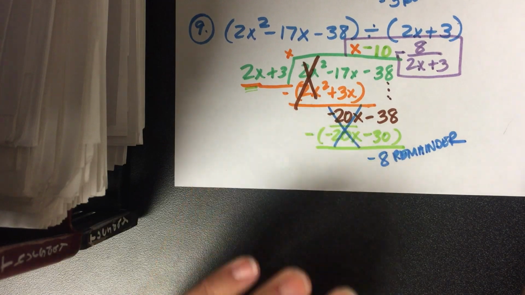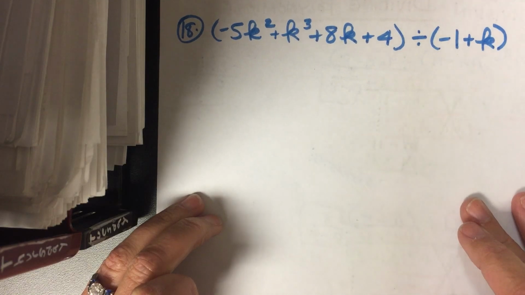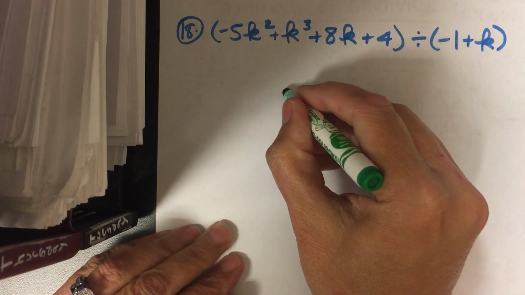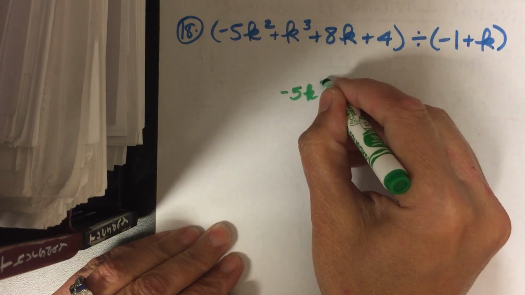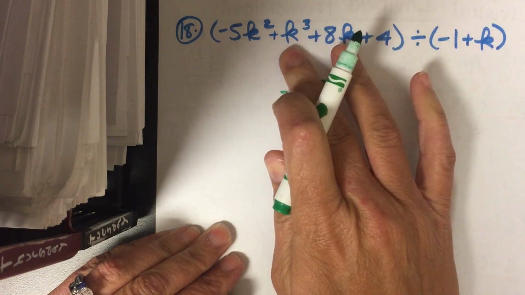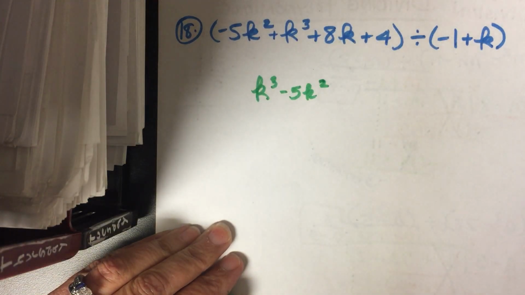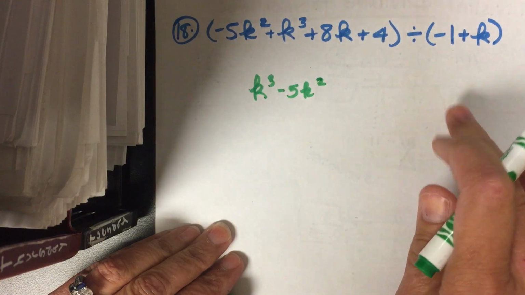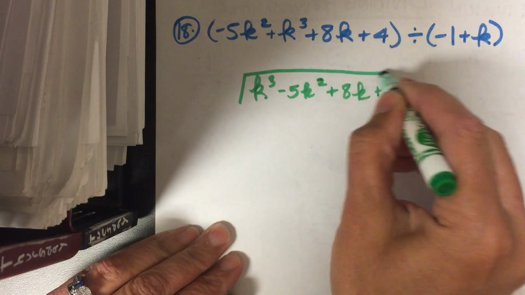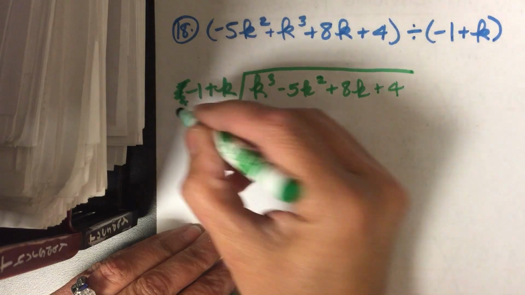Okay. So those are our first 3 examples. And then we've got one more. We're going to do number 18 simply because it's got more terms. So let's go ahead and write number 18. Number 18, it'll be negative 5k squared. But you have to order these properly. K cubed has to come first, so the k cubed is going to go in front. You have to have them in descending order. So then plus 8k plus 4, and that is going to be divided by negative 1 plus k. I really didn't need to put the parentheses there.